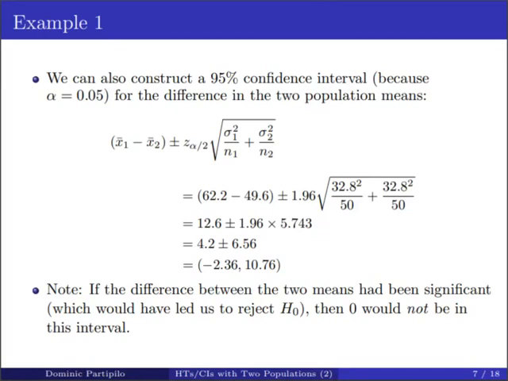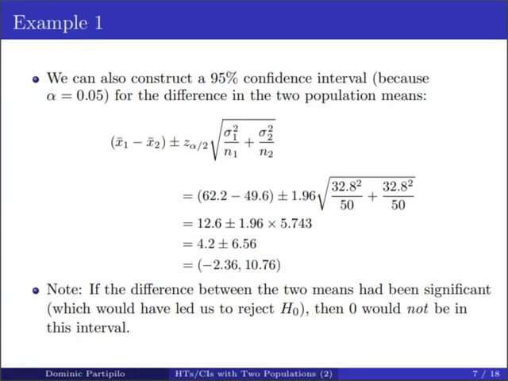And that's important because if 0 had not been in the interval, then that means that 0 is not really a plausible value for the difference in the two population means, and it would have been reasonable to reject the null hypothesis there. But since it is, that means that it's plausible that there is no difference between the two population means. So that confirms for us that it was reasonable for us to fail to reject the null hypothesis.